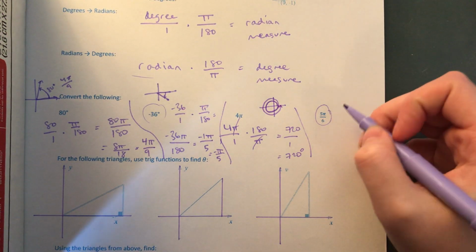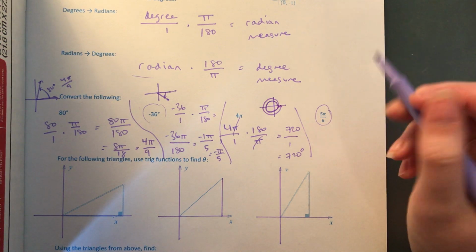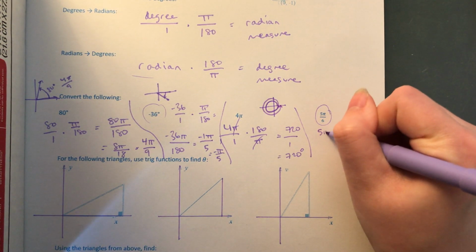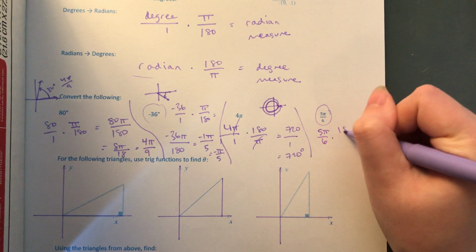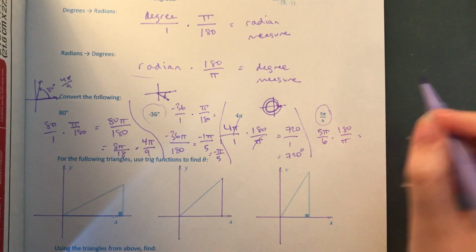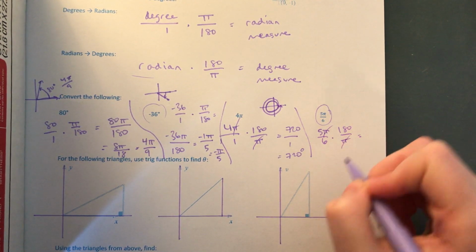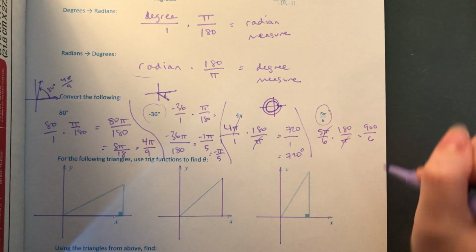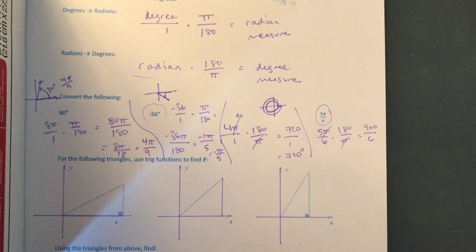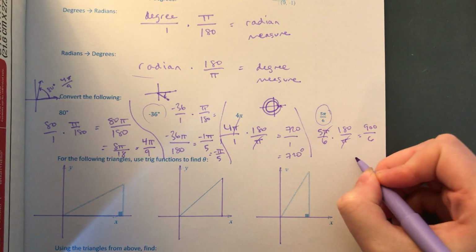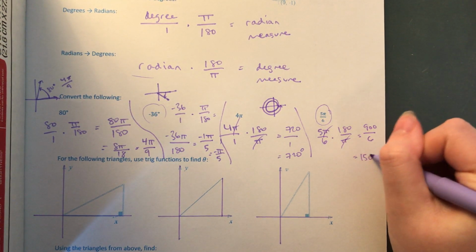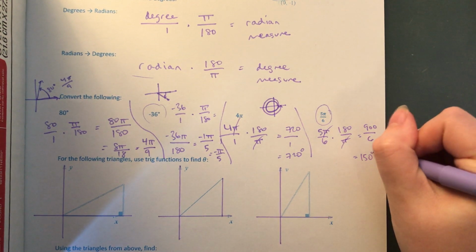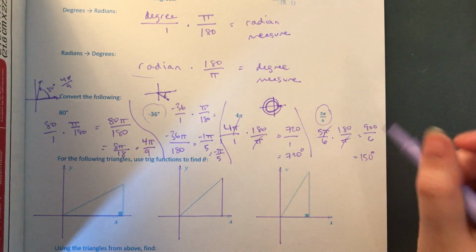5 pi over 6. Let's try converting 5 pi over 6 to a degree. So you take your radian measure, 5 pi over 6 times 180 over pi. Well, pi and pi, those always cancel. 5 times 180 is 900 over 6. And then your last step, if you put in your calculator 900 divided by 6, you should get 150. Now don't forget to put the degree symbol, because now we're in degrees. 150 degrees.